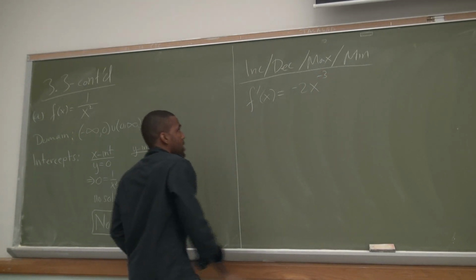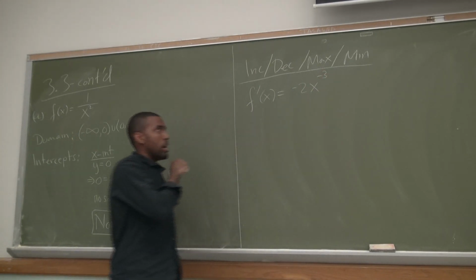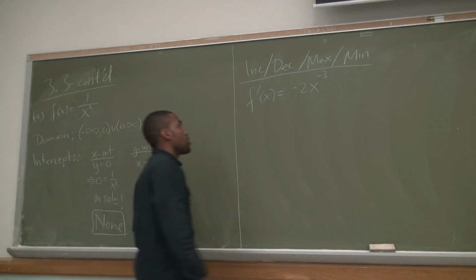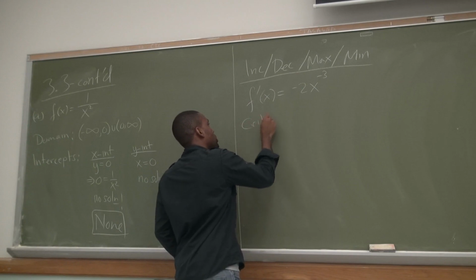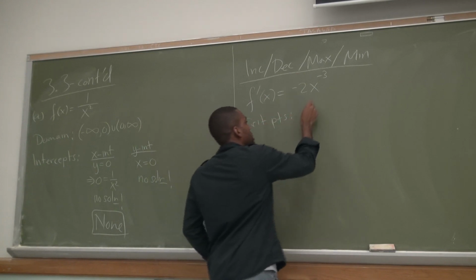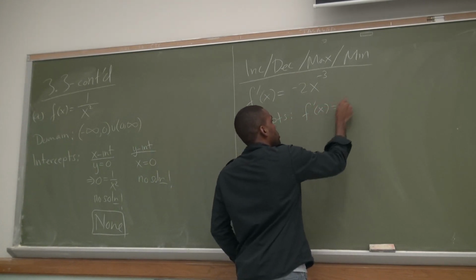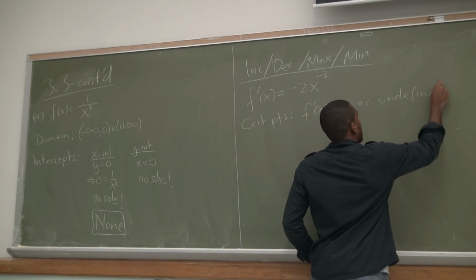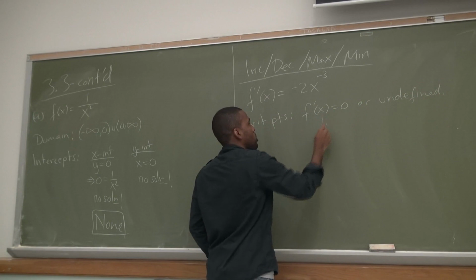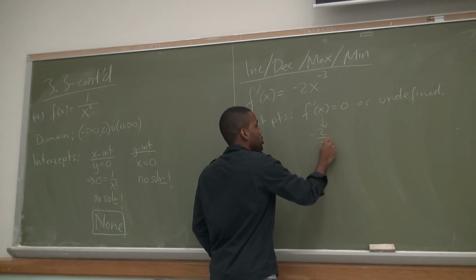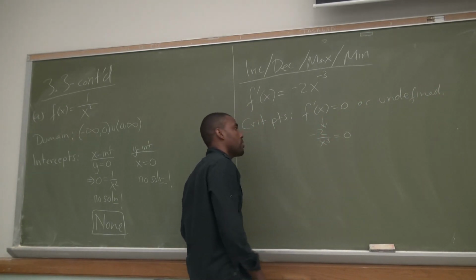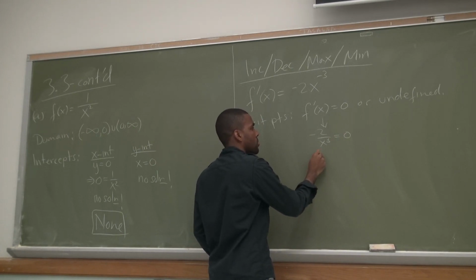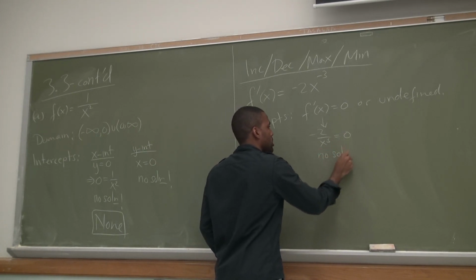Right. So how do I figure out what's increasing or decreasing? Critical points. You find critical points. This means f prime of x equals 0 or undefined. F prime of x equals 0 means what? This is minus 2 over x cubed equals 0. Where does that happen? Nowhere. There's no solution to this.